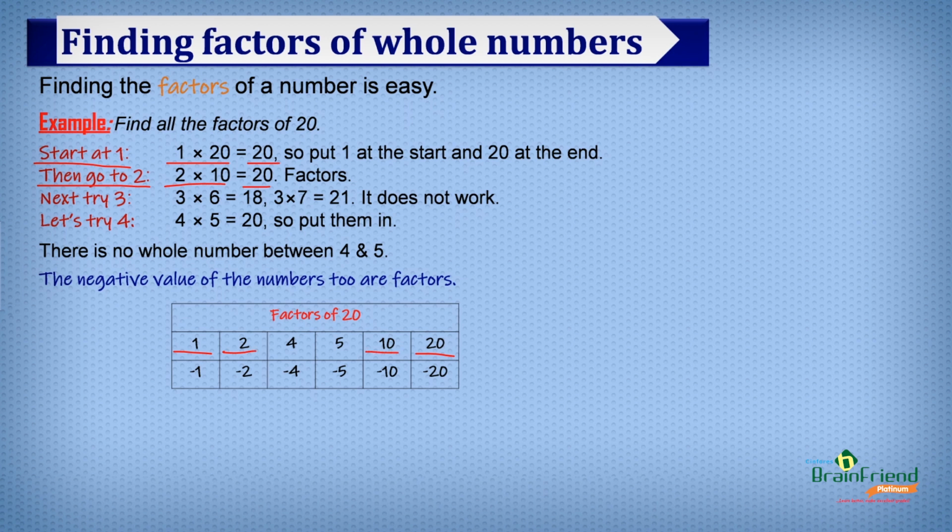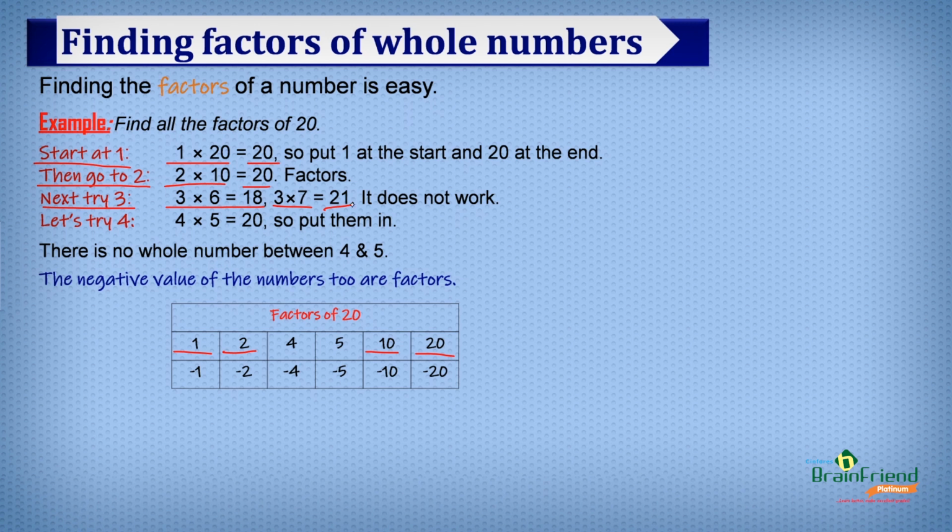Now when we try the next number, 3, 3 into 20 will not give us a whole number. So the closest number is 3 multiplied by 6, and 3 multiplied by 6 gives us 18. That is not a solution to our problem. Now we try 3 multiplied by 7. 3 multiplied by 7 gives us 21. We have gone beyond our target, 20. So that is also not a solution to our problem. So let's leave out the number 3.